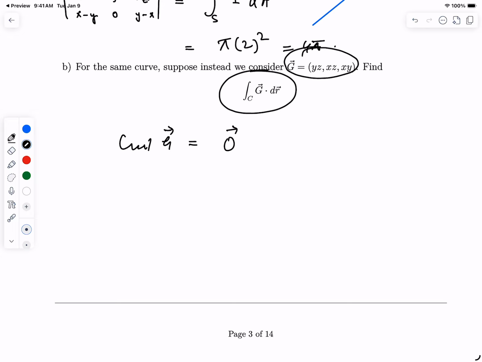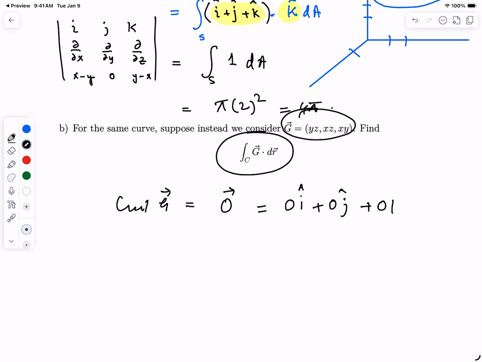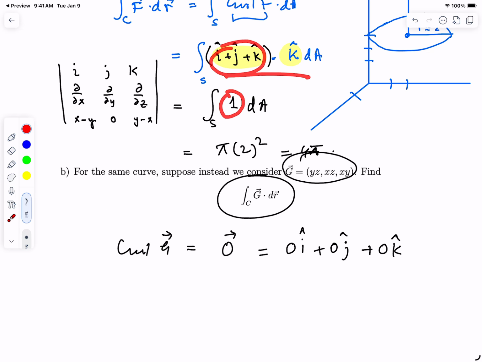Once you compute, I have the solutions here, it's 0, but you can verify. So the line integral should also be equal to 0, because this 0 vector is simply 0 i hat plus 0 j hat plus 0 k hat. If you write it here, take the dot product, you get 0, you integrate 0, you get 0. Okay? Questions?